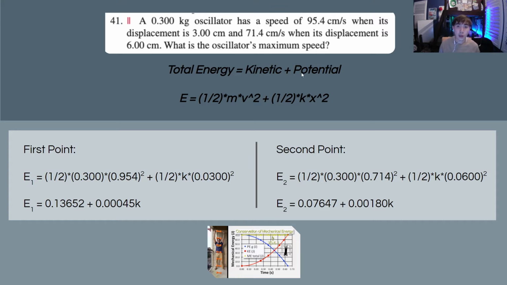For our first point, we have 1/2 times our mass, which is the 0.3 kilogram oscillator, times 0.954, which is the velocity converted to meters squared for our first point, plus 1/2 times k times 0.03 meters squared, which is our converted value from 3 centimeters. Same thing with our second point, with the same mass but different velocity and displacement converted to meters as well. So we have these 2 equations, which give the energy for those 2 points, and we're going to continue to our next part to see how we find our maximum speed.